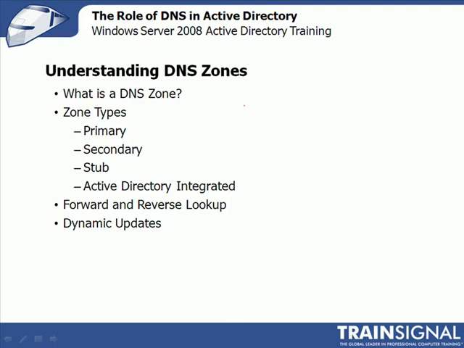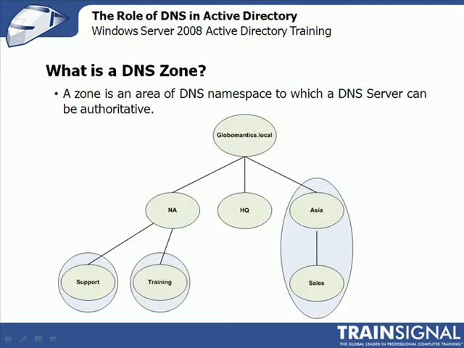So now let's talk a little bit about something called DNS zones. Now there's a number of things we need to look at when it comes to overall understanding of DNS zones. We need to first answer the question, well, what is a DNS zone? We need to look at the different zone types. We're going to talk about forward and reverse lookups and dynamic update. So what is a DNS zone? Well, a zone is an area of the DNS namespace to which a DNS server can be authoritative.